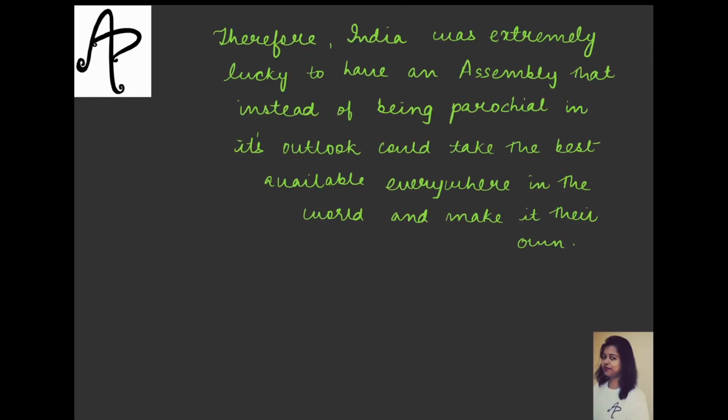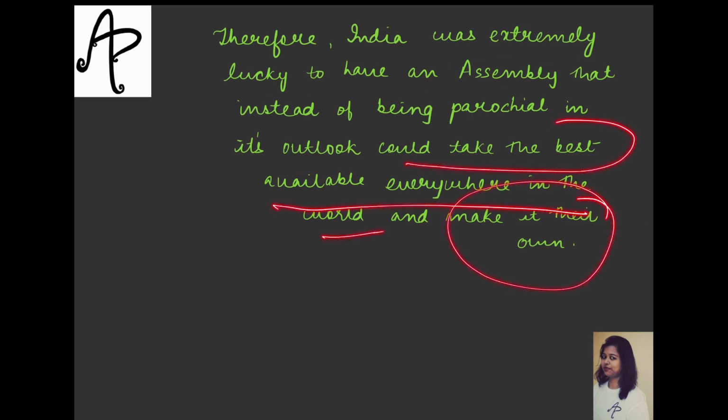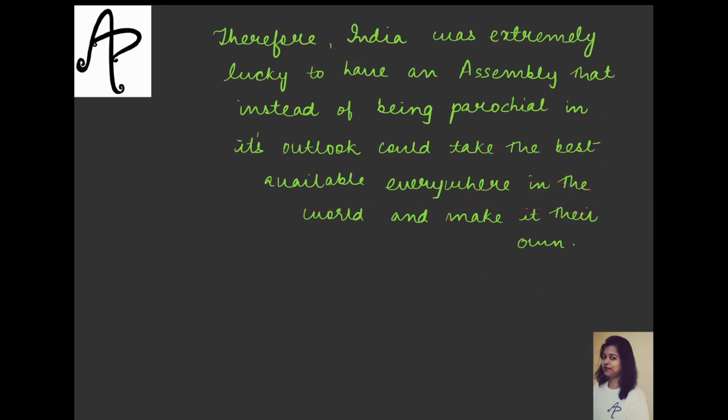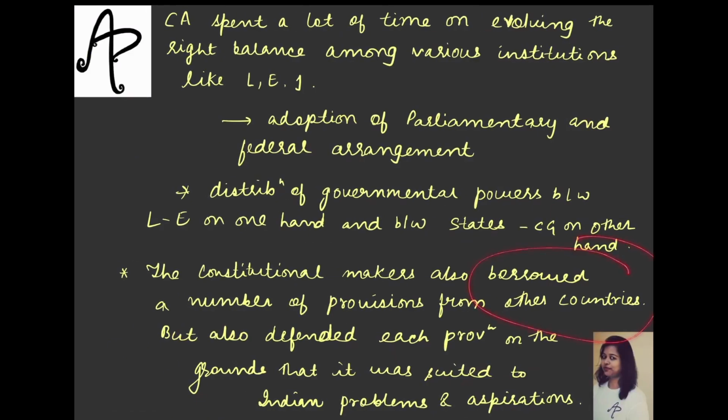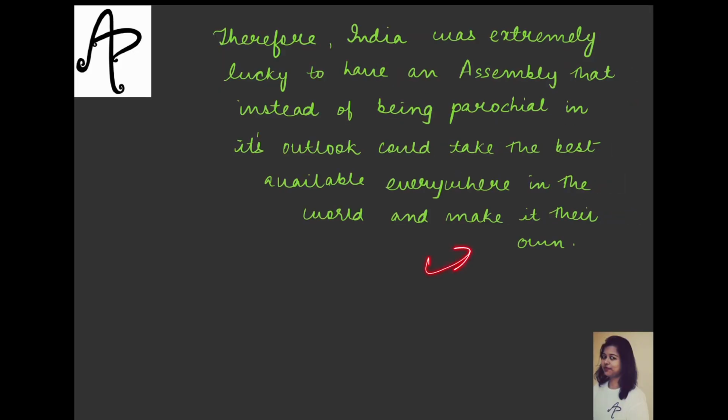Okay. So to conclude, India was extremely lucky to have an assembly which, instead of being parochial in its outlook, picking one fixed approach and working in an orthodox way, no. What they did was, they took the best available everywhere in the world and made it their own. They borrowed all the important provisions from the world, and they tried to make it their own, adjusting or modifying it in the case of India.